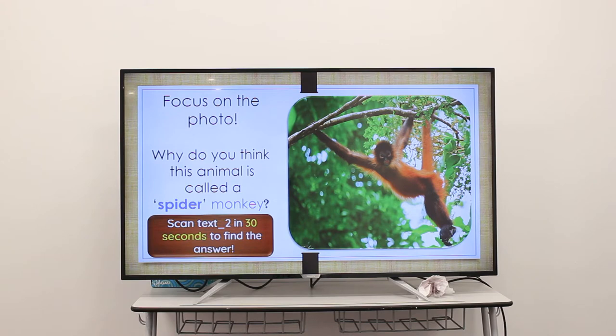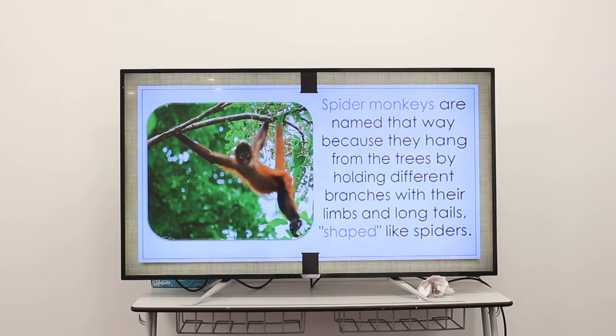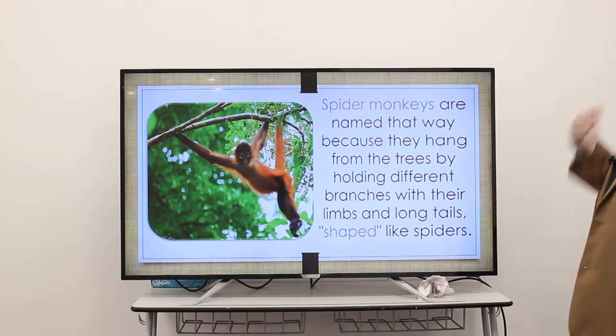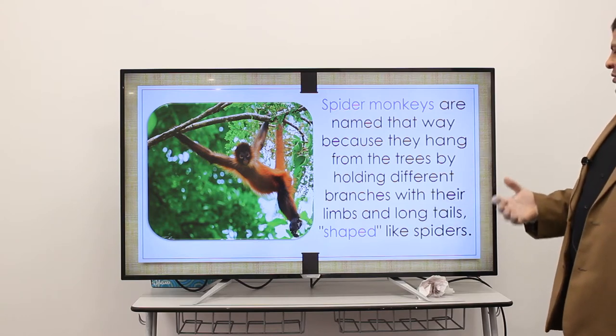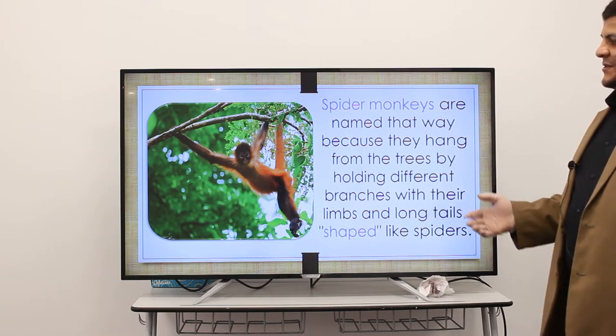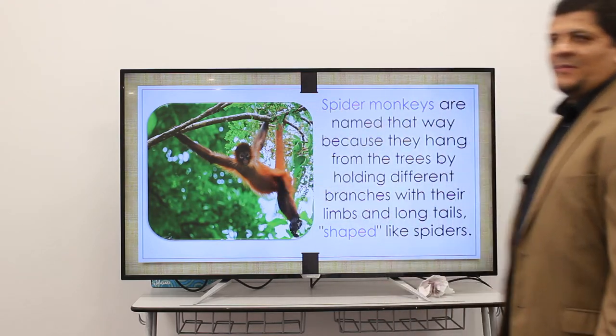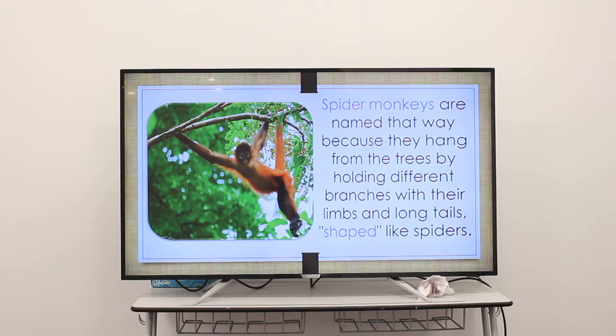Okay, scan the text, Text 2, in 30 seconds to find the answers. All I need you to do now is scan very fast to find the answer. Why do you think this animal is called a spider monkey? Okay, this is the answer. Spider monkeys are named that way because they hang from the trees by holding different branches with their limbs and long tails shaped like spiders. So this is how they hang up there. This is why they call them spider monkeys.